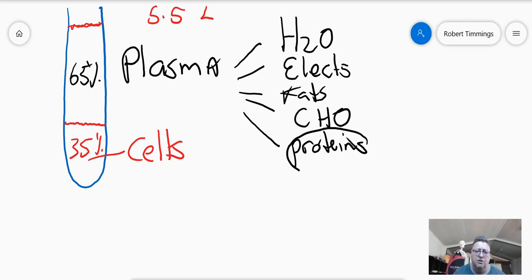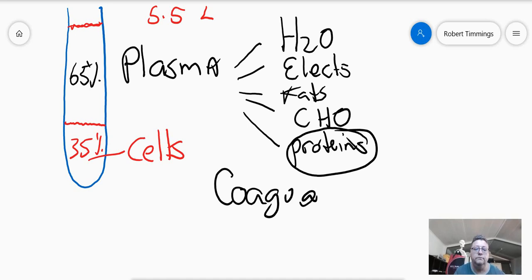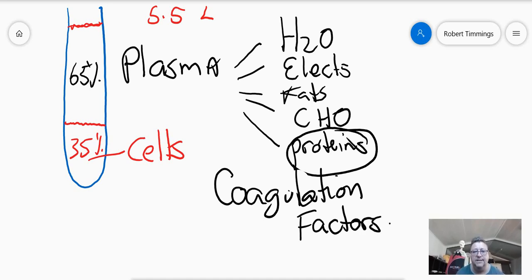Most importantly, though, for the discussion that we're going to have, is this particular family of proteins that are floating around in your bloodstream, put there by your liver. Your liver manufactures these proteins, and these are the coagulation factors. There they are, the coagulation factors.